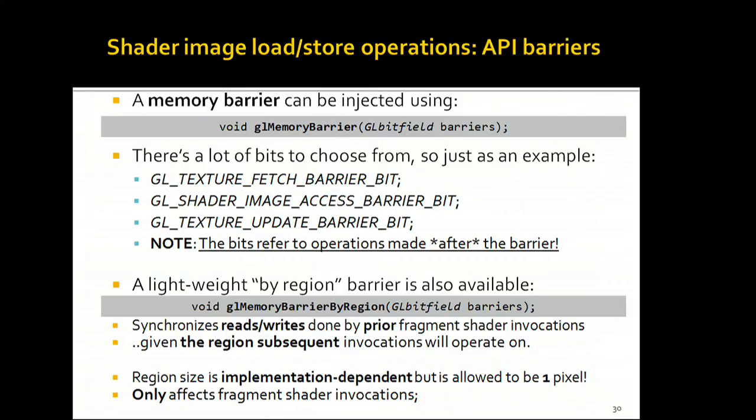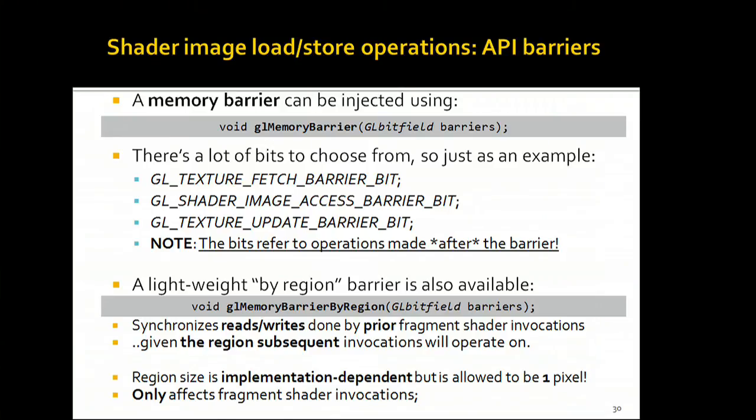Jesus. OK, so if you wanted to inject a memory barrier, you would use a glMemoryBarrier call. There's a lot of bits to choose from. So just as an example, you have the GL_TEXTURE_FETCH_BARRIER_BIT, meaning that, well, this note is important. The bits refer to operations made after the barrier. So for instance, if you wrote in your shader to an image and then wanted to fetch the texture to which you had written, you would use this GL_TEXTURE_FETCH_BARRIER_BIT, because this flushes all the operations that will affect the texture fetching process.